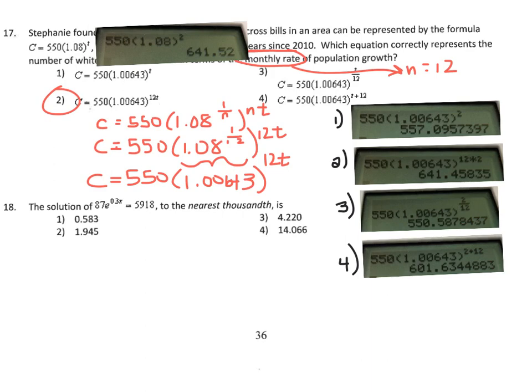got. And if you look at all the answer choices, this is 641.52. I mean, this isn't exactly, because remember, this decimal in here is rounded, but this is 641.46. So this is as close as you're going to get to that, so choice 2 is the answer.